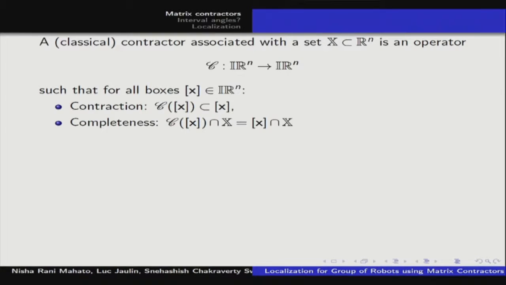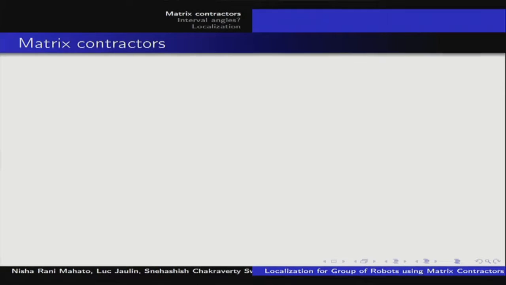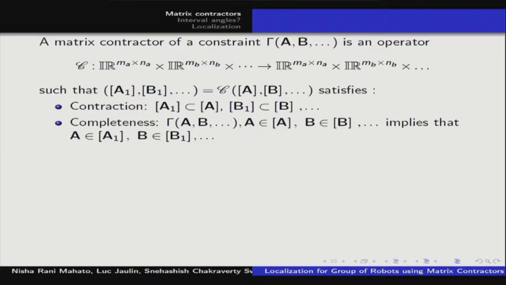So a classical contractor is an operator which contracts boxes with respect to a set, without removing any point inside the set. So here is the definition of the contractor associated with the set X. To build contractors, most of the time we use interval analysis techniques, so I will not explain this. Now, what we call a matrix contractor is just an extension of this.